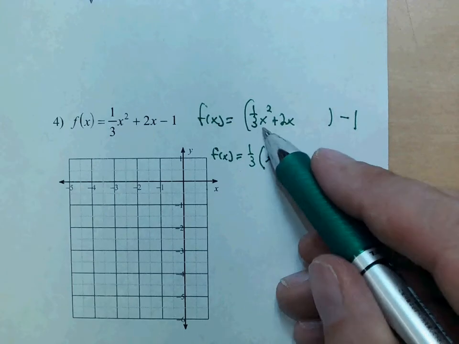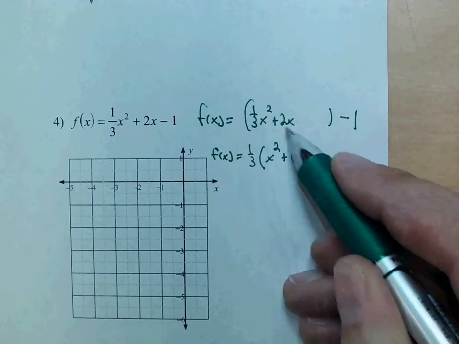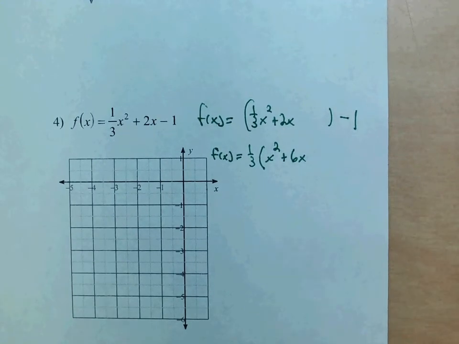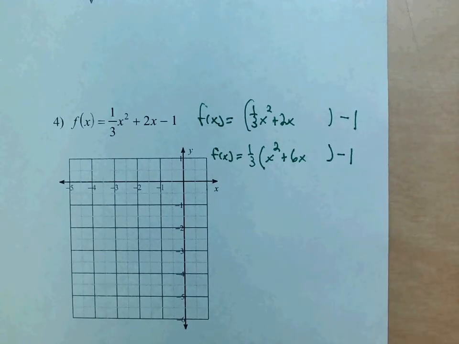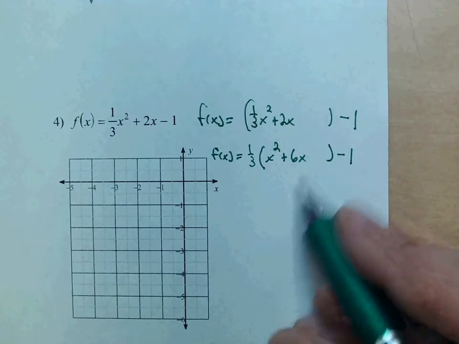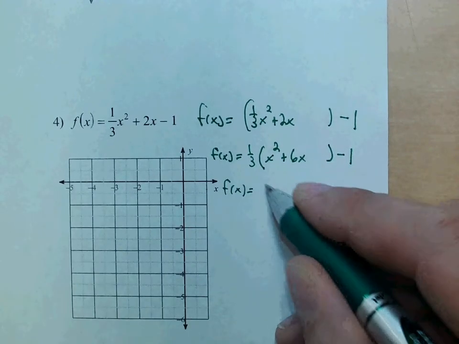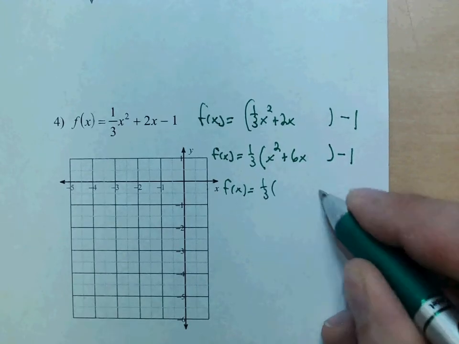Notice that you can often think of factoring out as dividing by whatever it is. When you divide by 1/3, you're really multiplying by the reciprocal, which is multiplying by 3. So here we have the same thing rewritten. And now we need to complete the square. Let's go forward one more step.